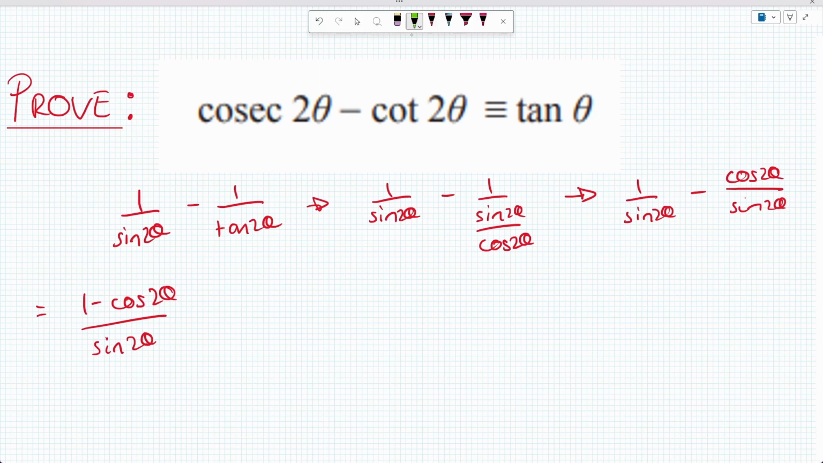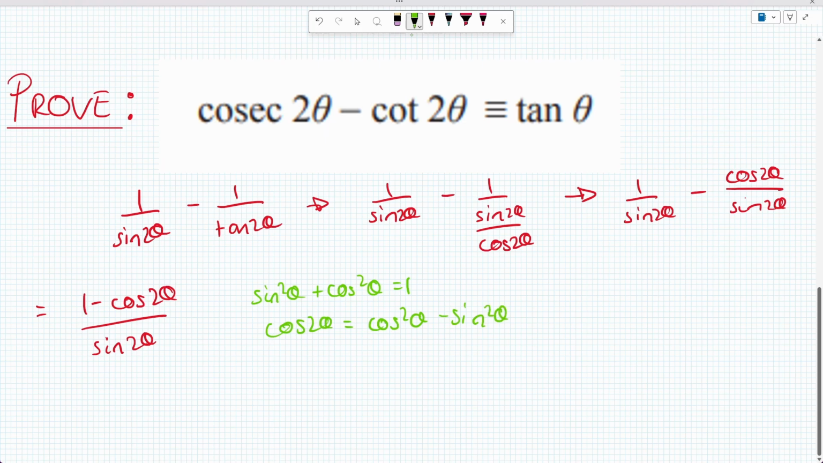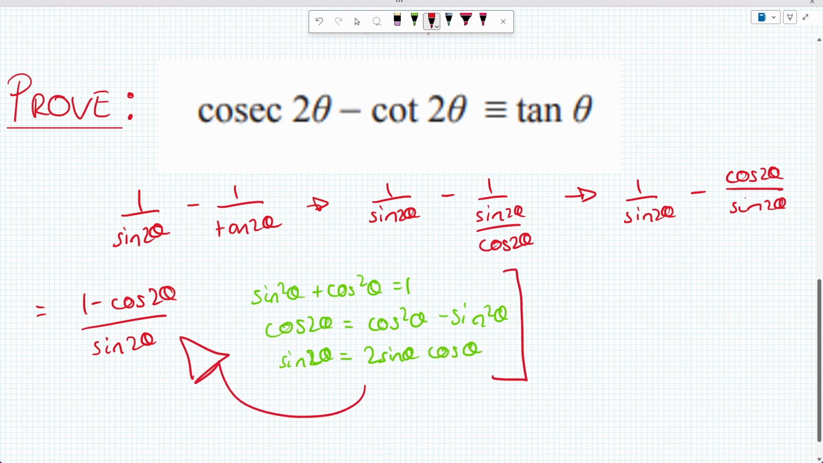Let's remember our trigonometric identities. So you know that sine squared theta plus cos squared theta equals 1, cos 2 theta equals cos squared theta minus sine squared theta, and sine 2 theta equals 2 sine theta cos theta. So let's substitute all of these into our equation that we've got.